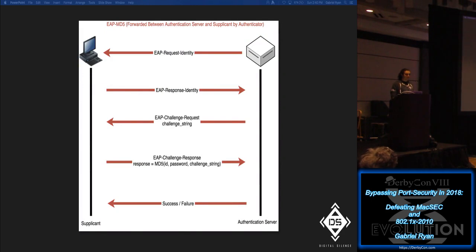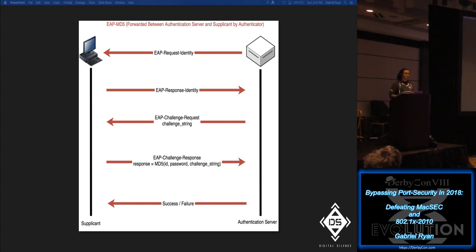So here's how EAP-MD5 works. Similar to before, the supplicant is going to receive an EAP request identity frame from the authentication server. It's going to reply with its username, which is technically called the identity. And the authentication server is then going to respond to that with an EAP challenge request. This challenge request is going to be a randomly generated string that the supplicant is then going to have to throw through the MD5 hash. First it has to concatenate the challenge string with its username and its password. Once the username, the password, and the challenge string are all concatenated into one big string, that's thrown through the MD5 hash function. Out comes the challenge response, which is then sent to the authentication server.